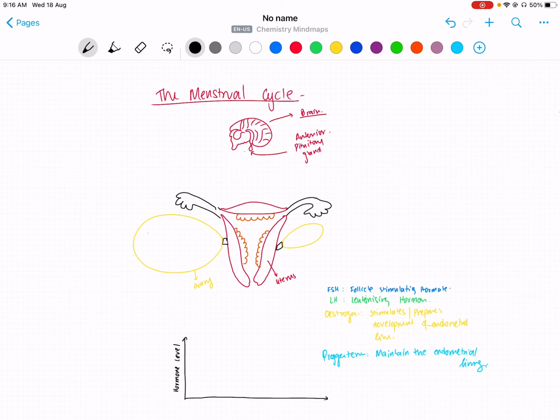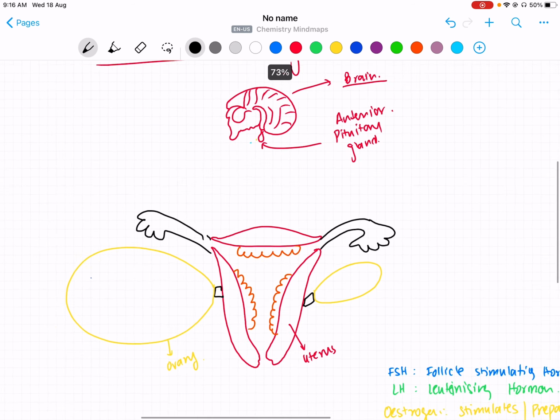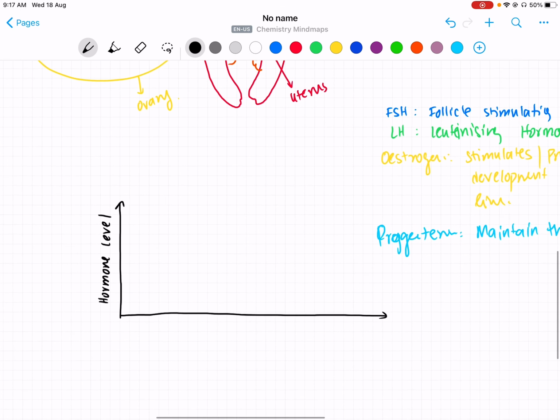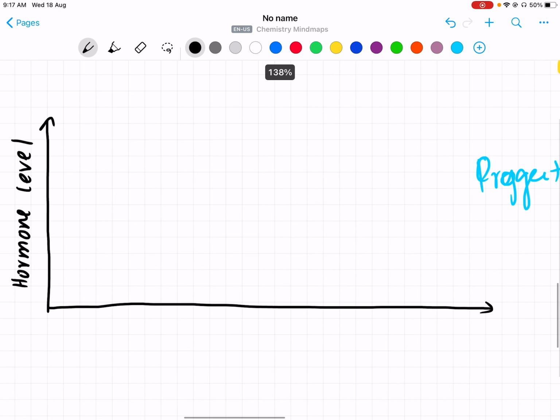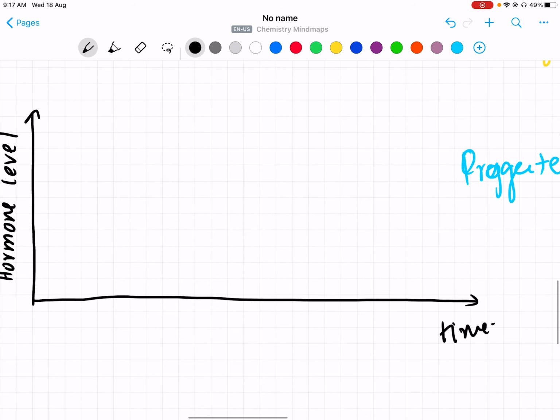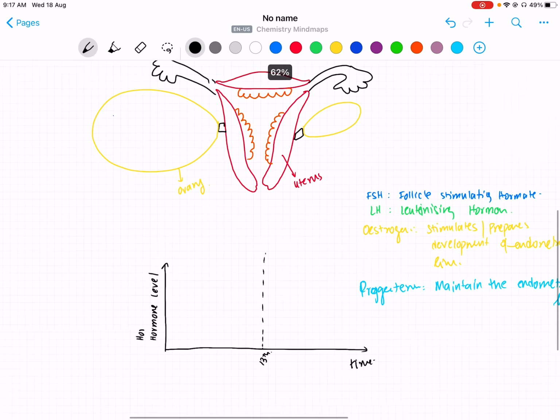Alright, with the menstrual cycle, there's an interaction between the brain and the uterus, and there's also the involvement of the ovary, which is part of the uterus. You're going to need to know a graph that contains hormone levels and time. So this will be time, and you usually have ovulation happening at about the 13th day. So just keep that in mind.